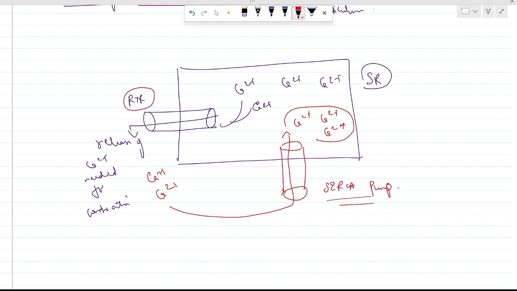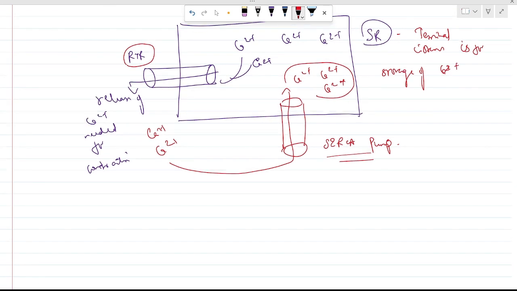Now in the sarcoplasmic reticulum, remember the terminal cisterns. I have also mentioned it before. Again mentioning, terminal cisterns are for storage of calcium. The ryanodine receptor is attached to the terminal cisterns of the sarcoplasmic reticulum.